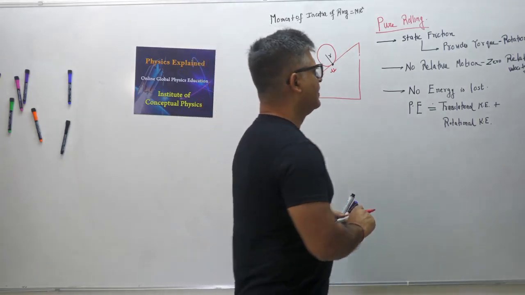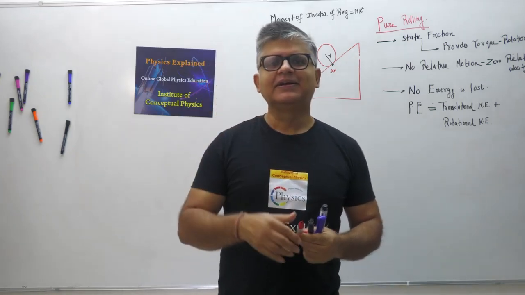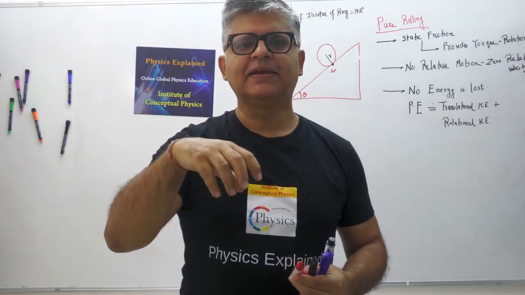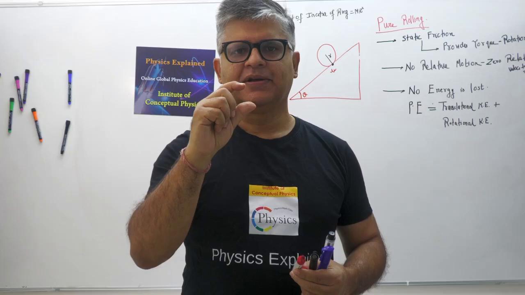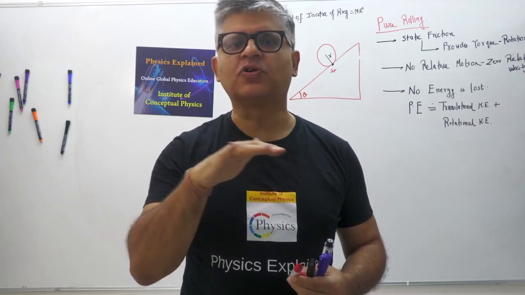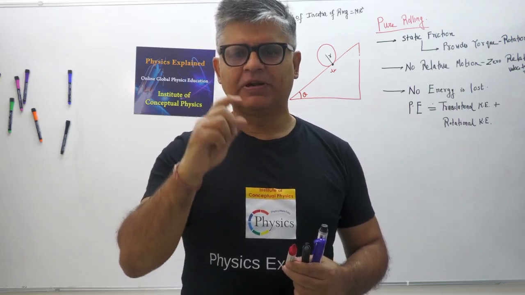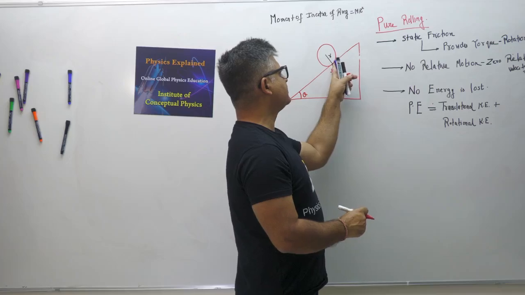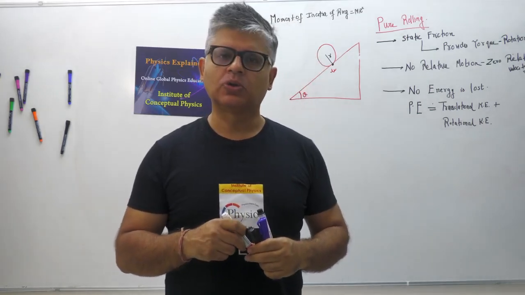Second, there is this point of contact where the ring touches the inclined plane. When it touches the inclined plane, the relative velocity of that point on the ring is zero. If there is relative motion, you will see frictional force, the kinetic friction. In this case, the relative velocity of the point of contact between the ring and the wedge is zero. This is a mandatory condition for pure rolling.